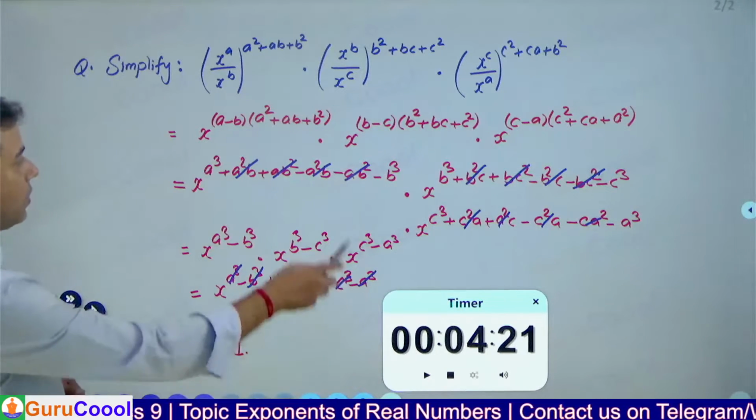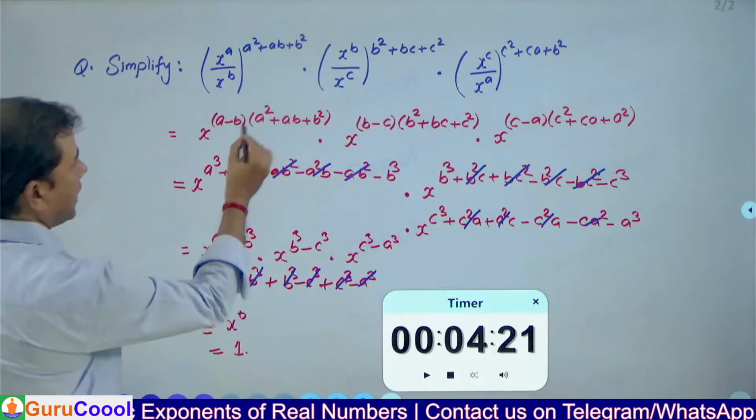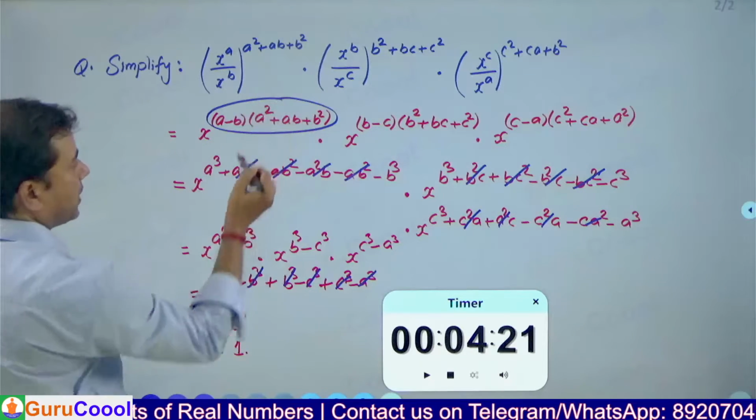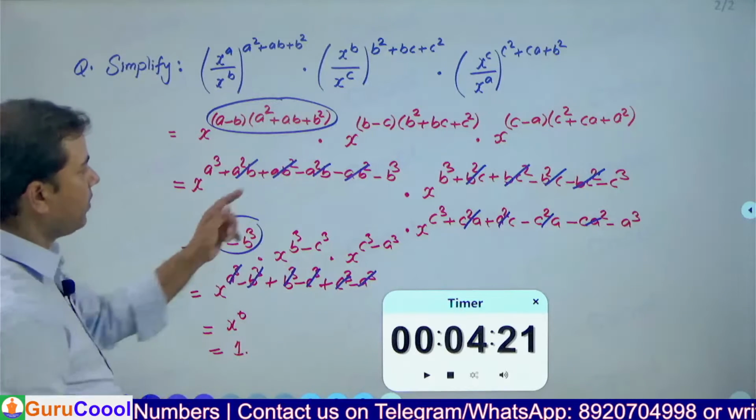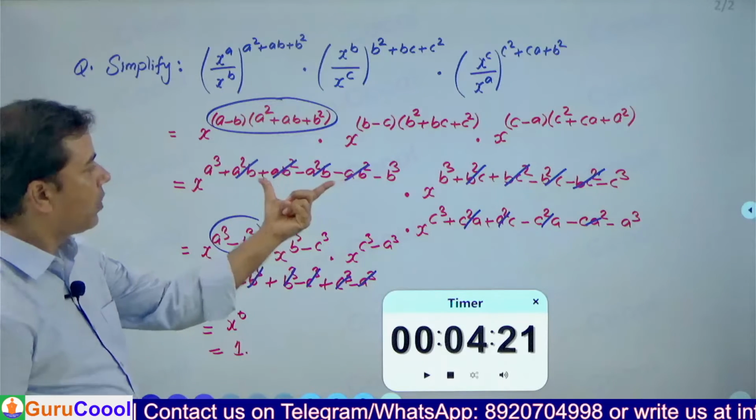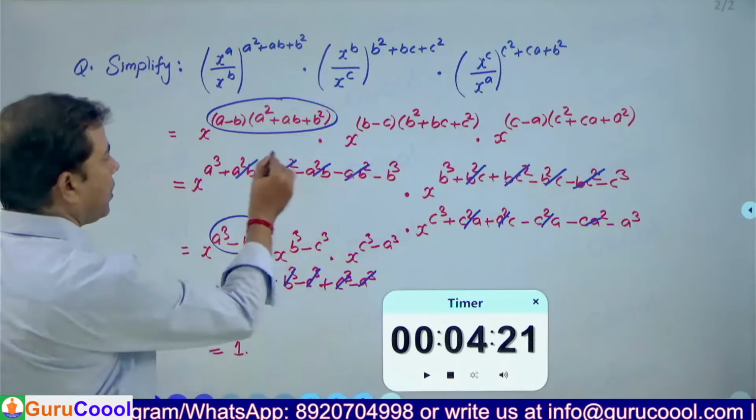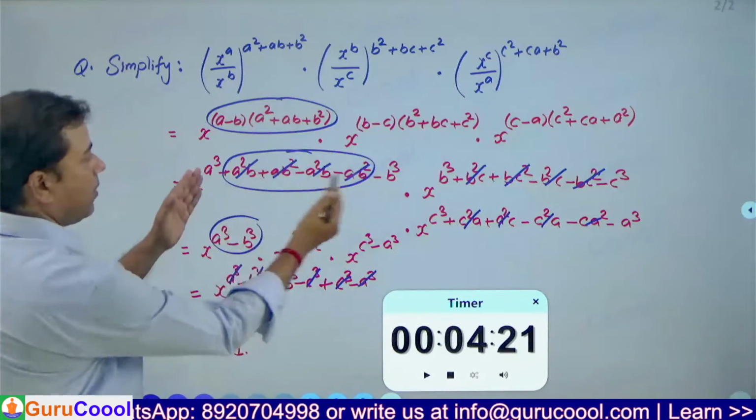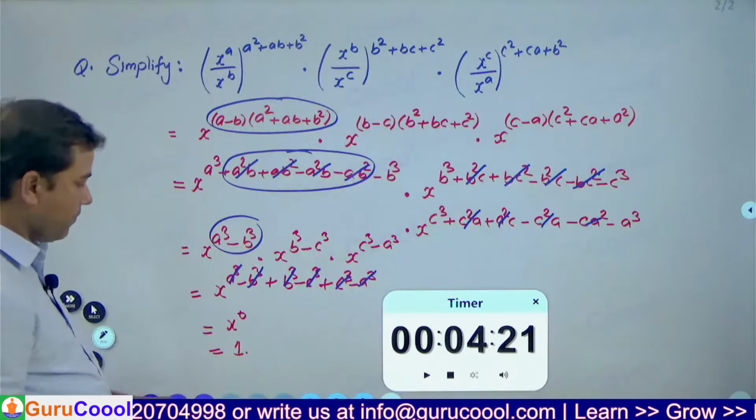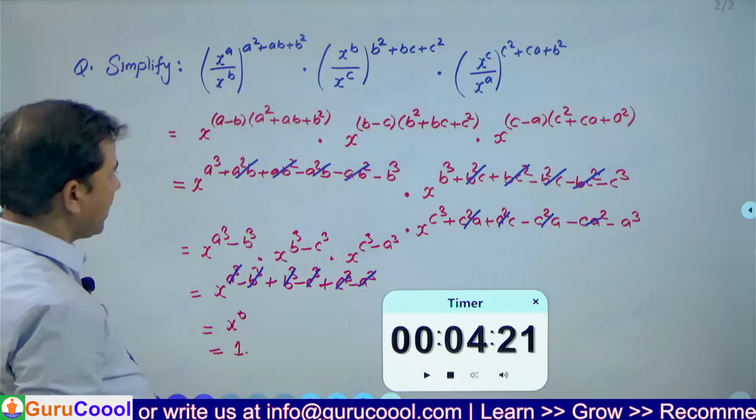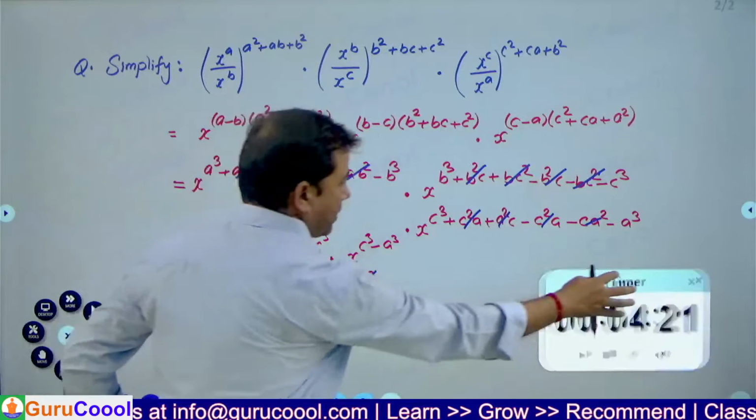And now you learnt one more thing here, that if you multiply these two brackets together, you will get a cube minus b cube, because you noticed here 4 terms in between got cancelled. There were total 6 terms, out of which 4 terms got cancelled, remaining a cube minus b cube. So now onwards you can remember it as an algebraic identity.